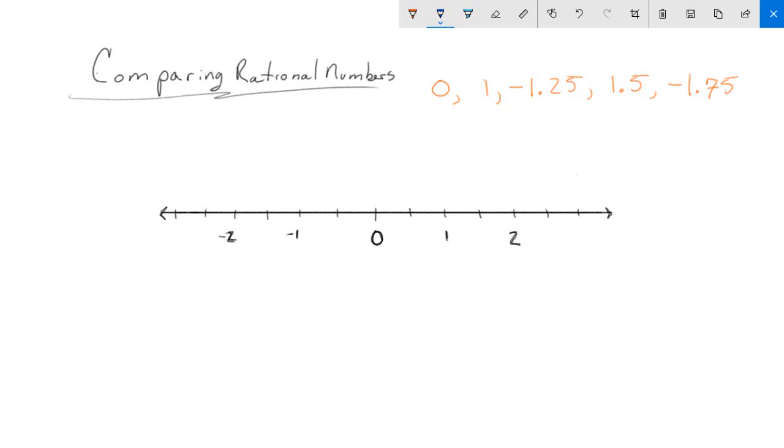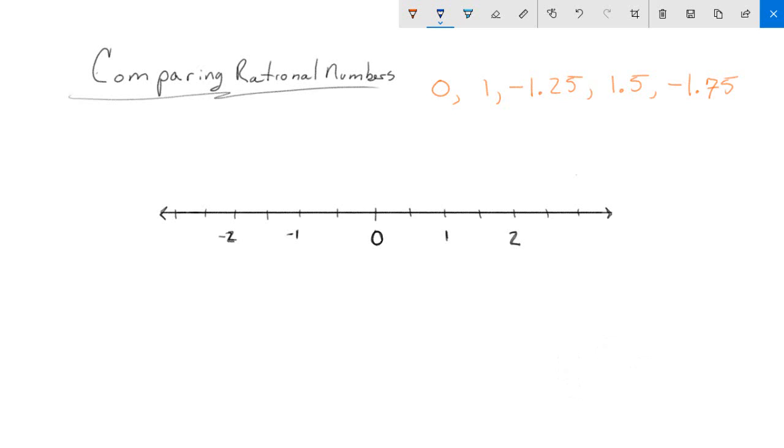So what we're going to do first is we're going to actually plot these on this number line to just help us with that process. If you think you already are pretty good at this, I would say maybe pause the video, try to order these from least to greatest, and then play the video and see if you're right. So let's start by graphing these.